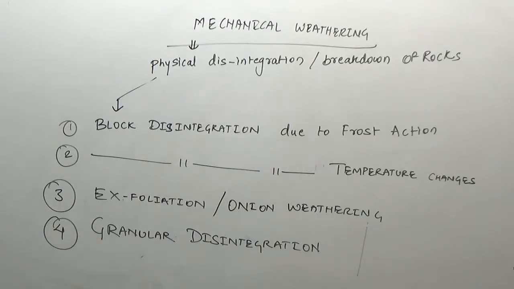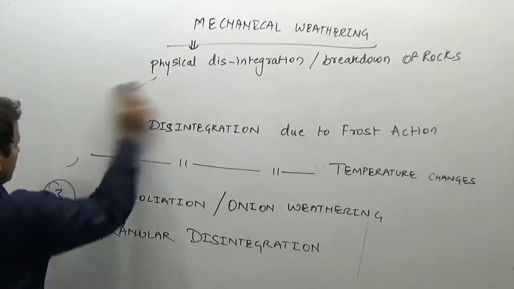Now see, block disintegration can be caused due to frost action or temperature changes. Shattering of the rocks can also be caused due to rainwater. Exfoliation is a very special kind of weathering we'll see in circular rocks, and then granular disintegration. First I will explain how the breakdown of the rocks occurs due to frost action.